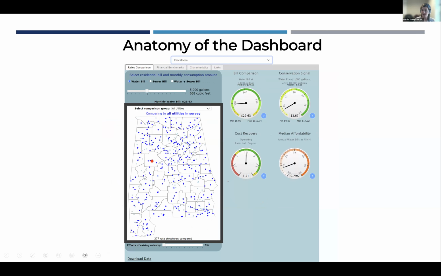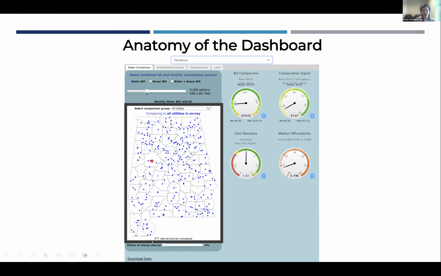Next, below that is the map. So the map basically shows you a few key things. One, this red dot reflects the utility that you have selected at the top, which in this case, again, is Tuscaloosa. It shows you the county that it's located, it shows you where it's situated within the state, and it also shows you all the utilities that you did not select, which would be all the other little dots that are on this map. At the bottom, this rate structures compared corresponds with the comparison group that we could select from here. And I'll talk about this a little bit more in forthcoming slides.